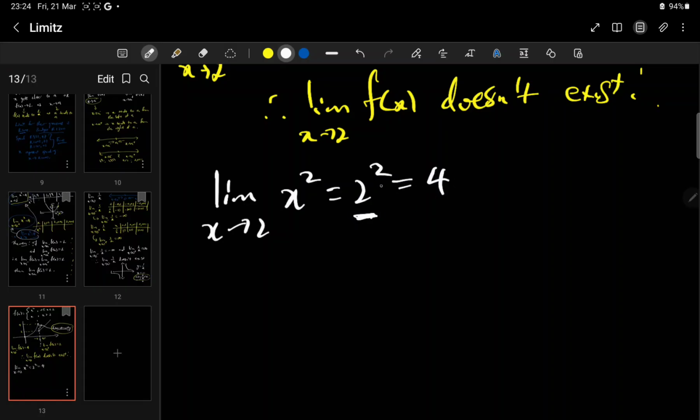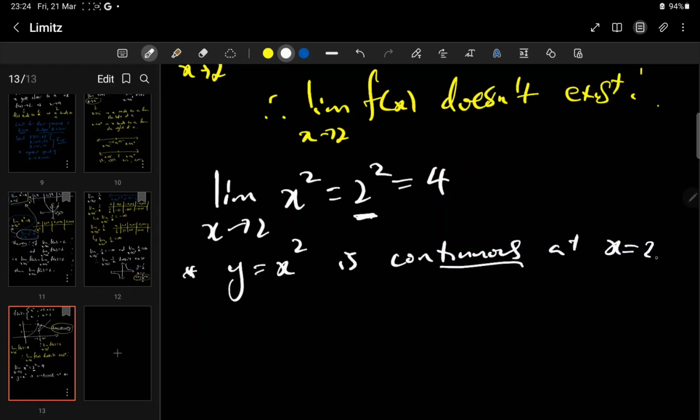Because here we seemingly have substituted x equals 2, which is the last part that I'm going to close with in this lesson. We only substitute if that function is continuous at that point. So here we can substitute, so in other words, let me put a bullet point here. The graph y equals x squared is continuous, right, at x equals 2.